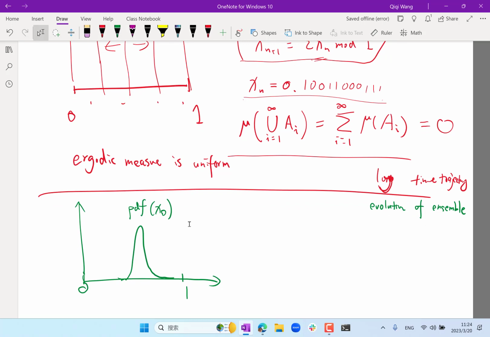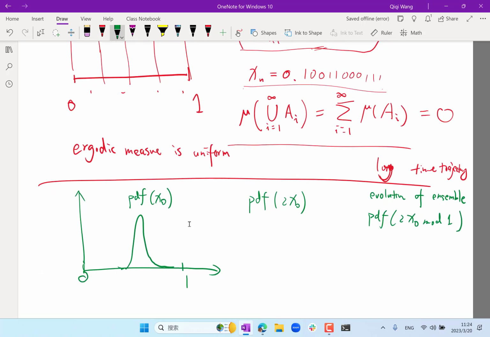So after one evolution, actually let's just consider what is the PDF of 2x0, and then we consider the PDF of 2x0 mod 1, which is the PDF of x1. So what is the PDF of 2x0? What does it look like? Well, if x0 is between 0 and 1, 2x0 is between 0 and 2. And what does the PDF look like if you multiply the random variable by a factor of 2?